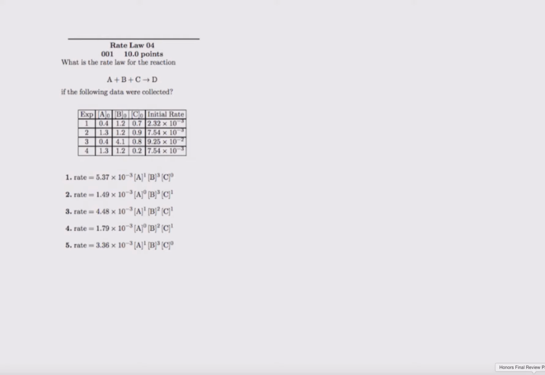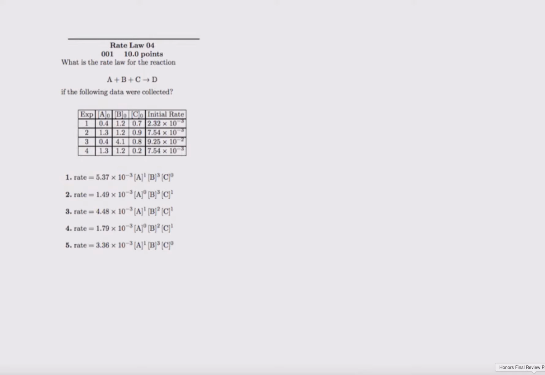And then the trick is if you look at 2 and 4, we have A and B held constant and C is changed, but the rate doesn't change. So that means that the rate of the reaction is independent of the concentration of reactant C, which means that the exponent in the equation is going to be 0 for the reactant C. So that eliminates a couple of choices. Right? It's not going to be any of these that do not have a 0.